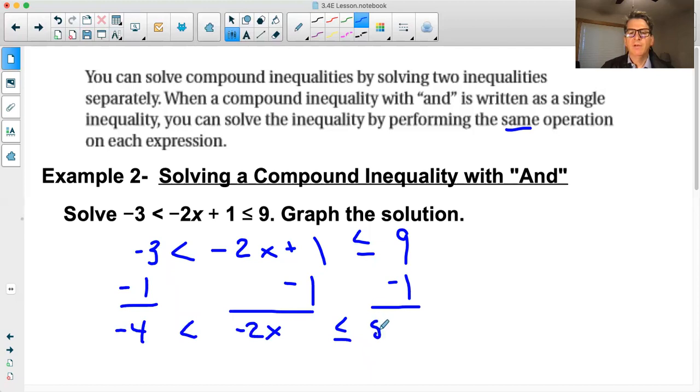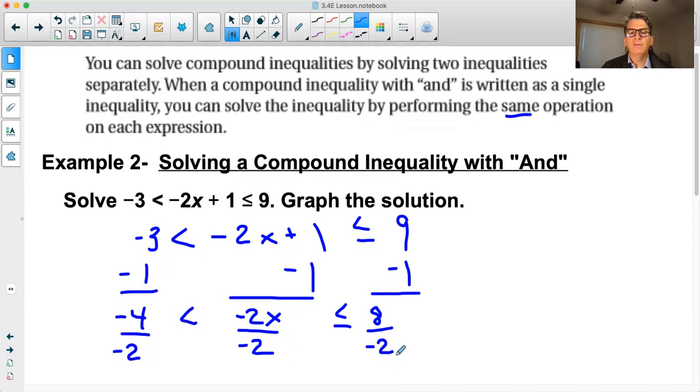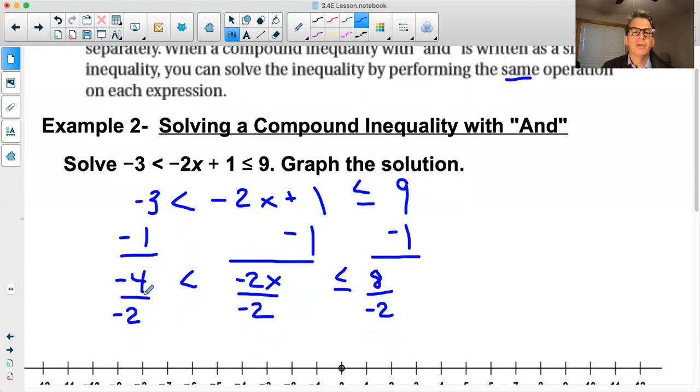Okay, so you're almost done with this one. What you want to do now is divide by a -2. Just be careful when you're dividing by negatives. You have to remember to flip around the sign. So if you're going to divide by a -2, all of these signs are going to flip. So this from less than becomes greater than. And -4 divided by -2 is a +2.